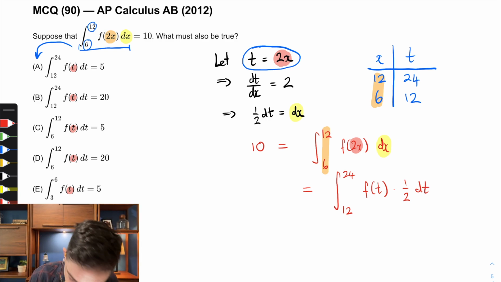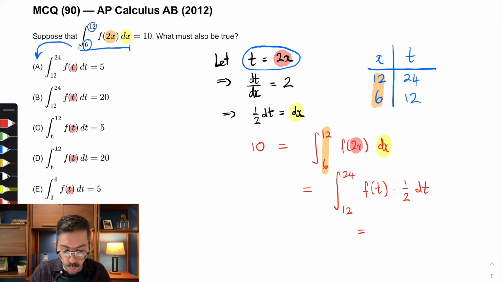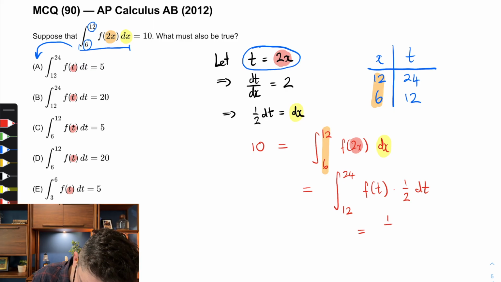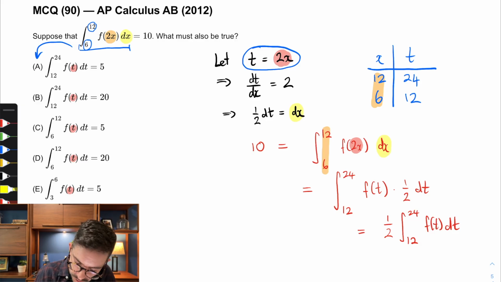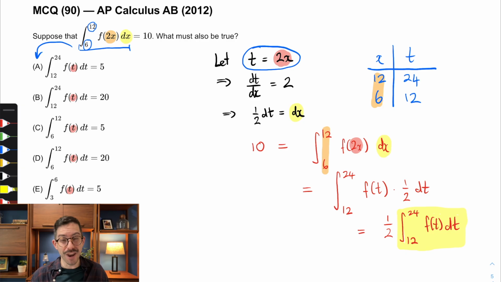Okay, so where are we? This starts to look like the integral in question, right? It's 12 up to 24, at least some of the integrals have that as the limits. F of t, I've got 1/2 dt. Let's just pull that out the front. 12 up to 24, f of t dt. This is fantastic news because this integral certainly appears in my answer choices. And now I have an equation that says that 1/2 of that integral is 10.